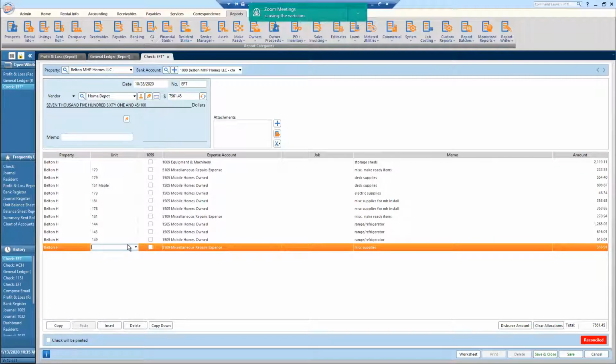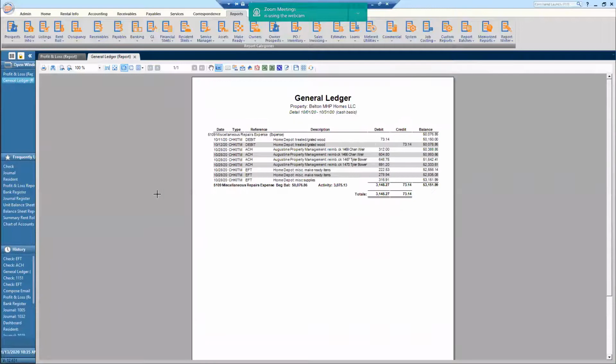And I know 176, 181 are new homes. So I know they had these supplies. So I already just allocated 176, 179. So now I got to do 181. I'm not going to allocate 144 because that was a home we sold, but that home was already in the park and it was already occupied. So we didn't really spend that much, obviously, on make ready.